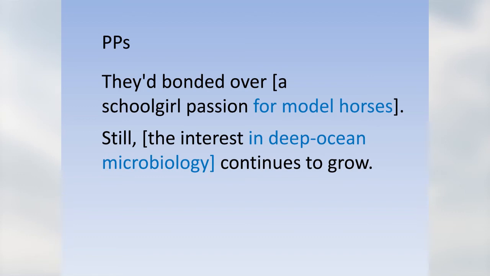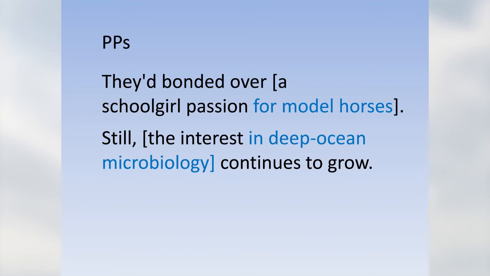Here are some examples of prepositional phrases. A schoolgirl passion for model horses. Okay, now the whole noun phrase is a schoolgirl passion for model horses. Passion is the head, right? A is a determinative. Schoolgirl is a modifier. Don't worry about that right now. Look at the end. For model horses.